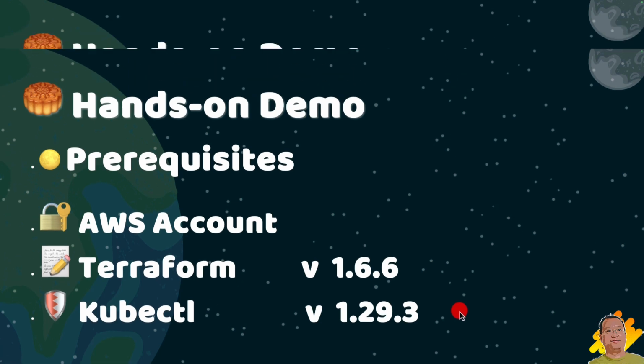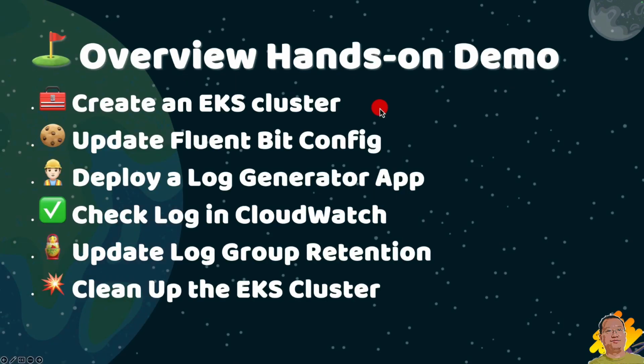Let's go over our hands-on demo. First, we are using Terraform to create an EKS cluster with Fargate Data Plane. Update the FluentBit config. I'll show the key config in a later slide. Deploy an application. The app will generate a log without any input. Next, log into the AWS Management Console and check the log in CloudWatch. I'll show you how to change the retention period from the UI and using the AWS command line.